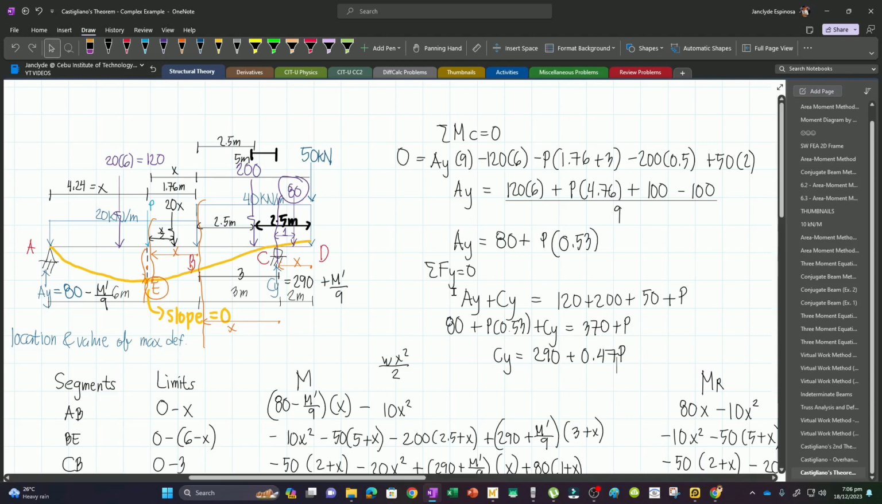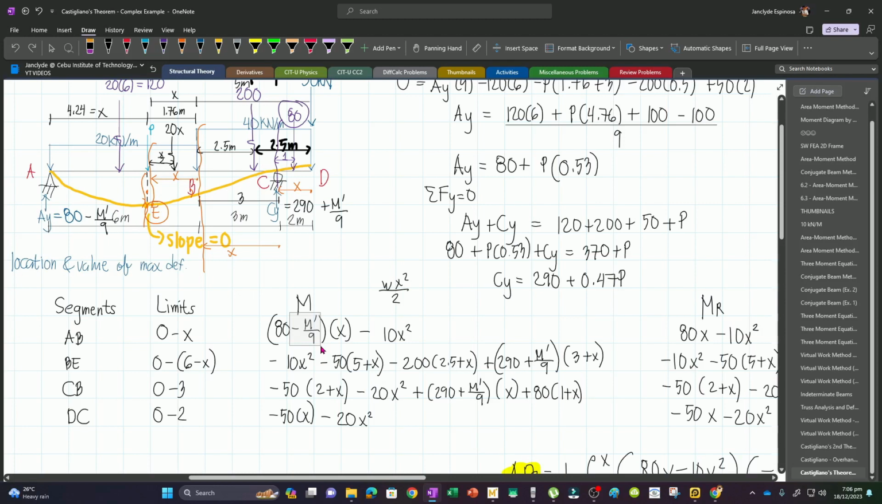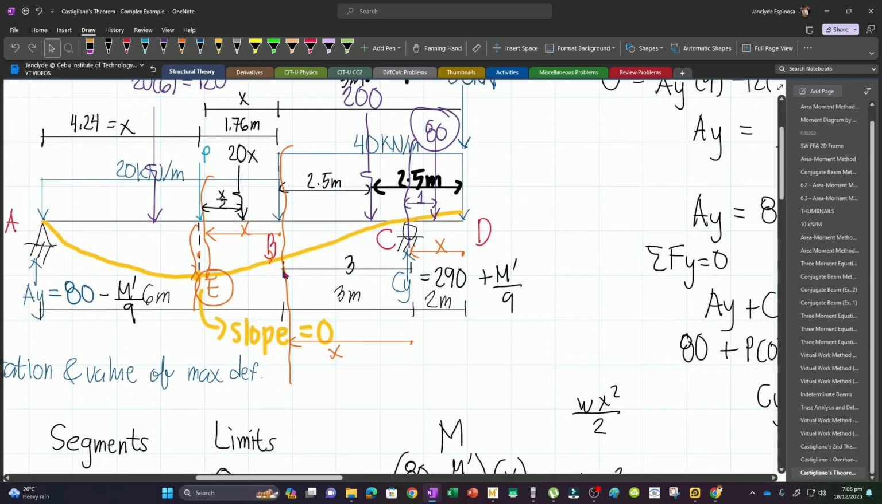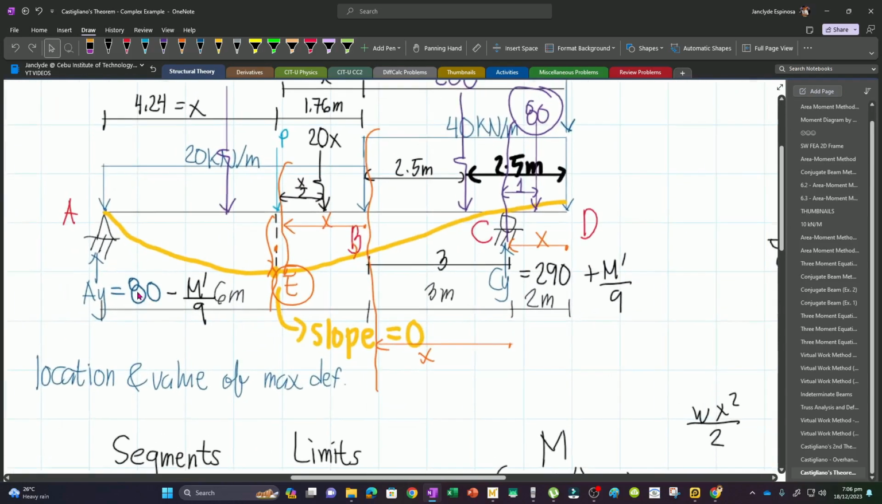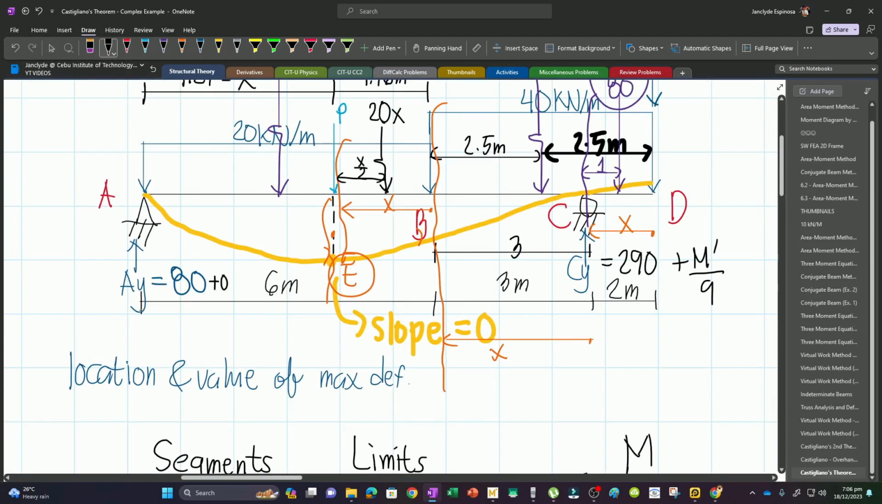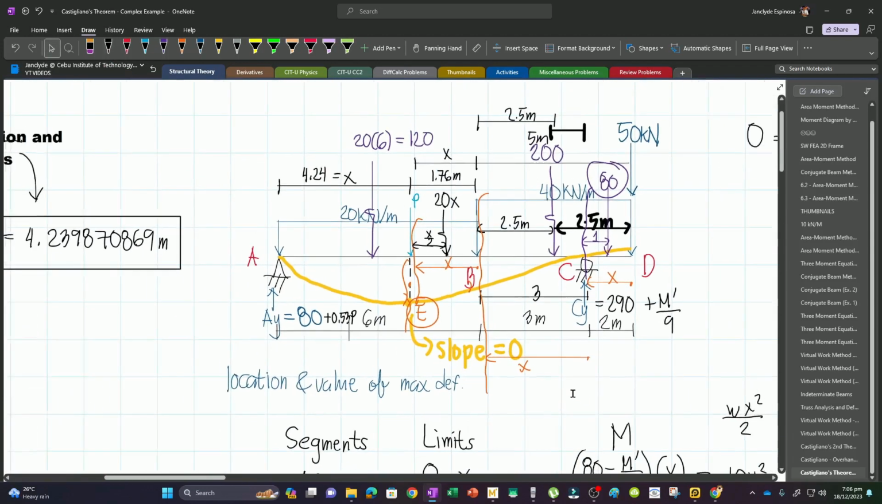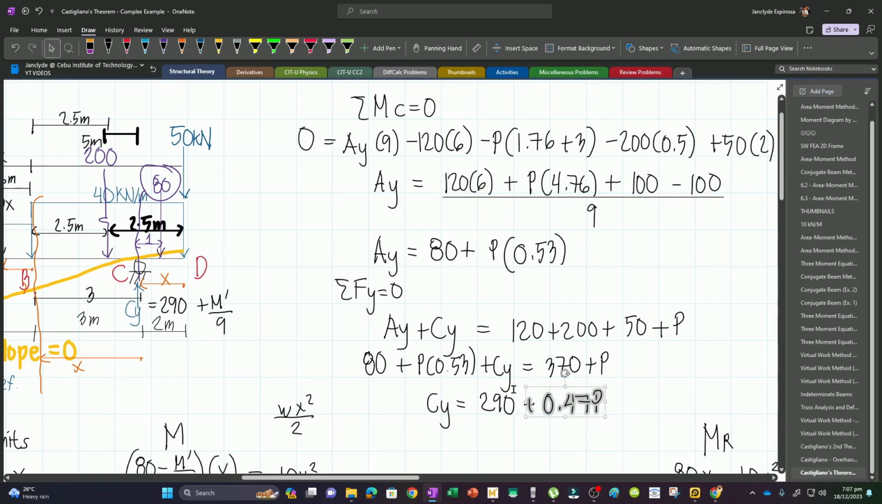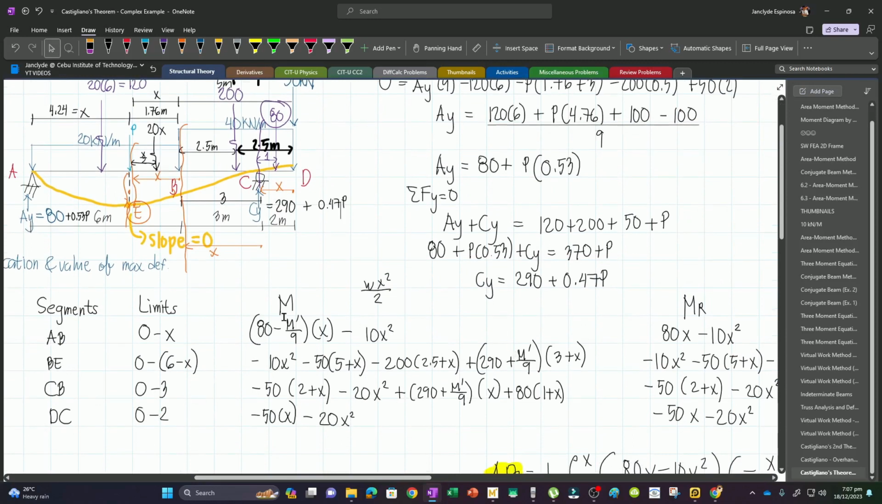Now again, what will change here is the expression we add or subtract in the reactions. So our AY will be 80 plus 0.53P. Let's change this one. And then our CY will be 290 plus 0.47P. And then these M primes here, I will just change that, because our limits are still the same, but this 0 to x becomes 0 to 4.24. And then this BE, 6 minus x, will be 1.76.